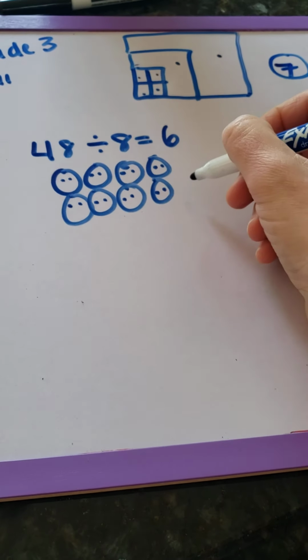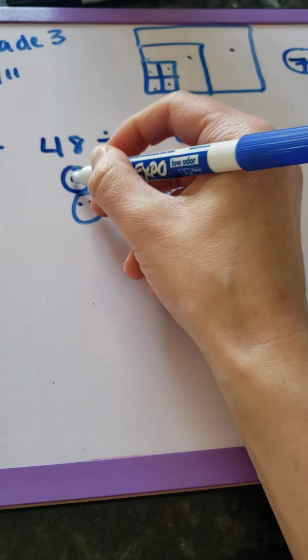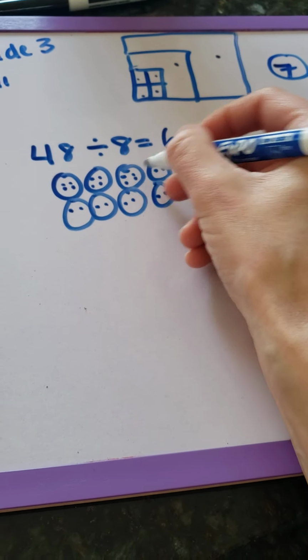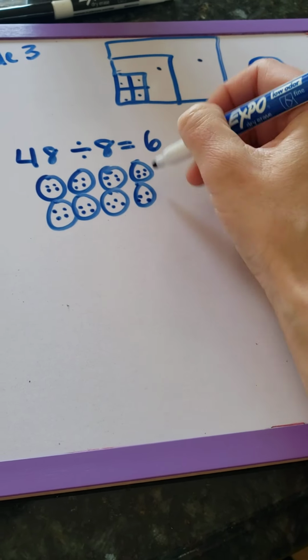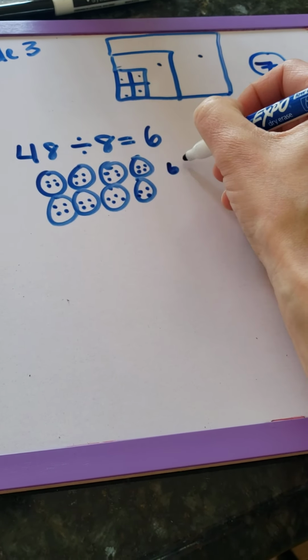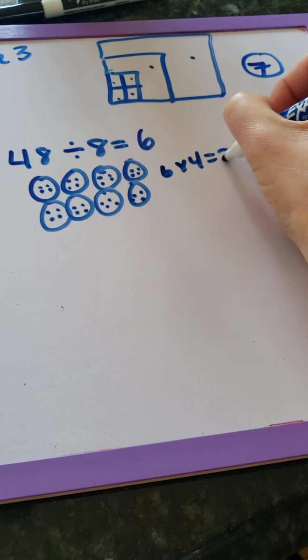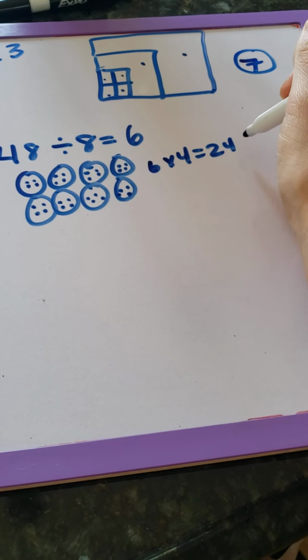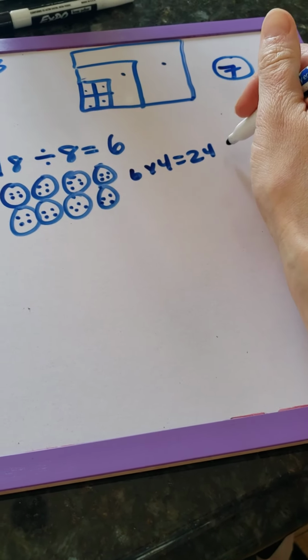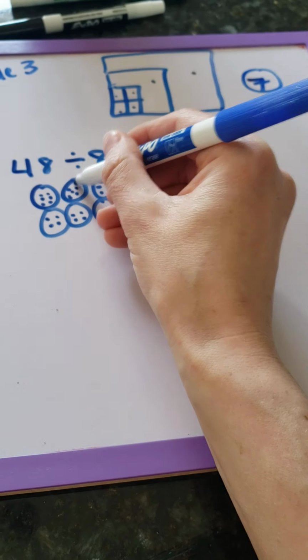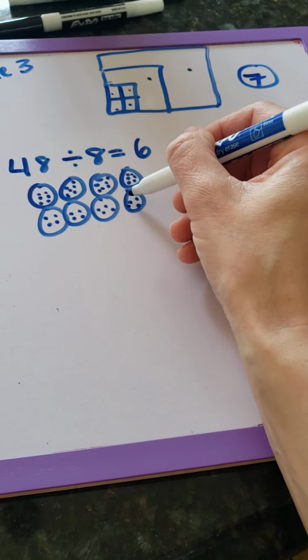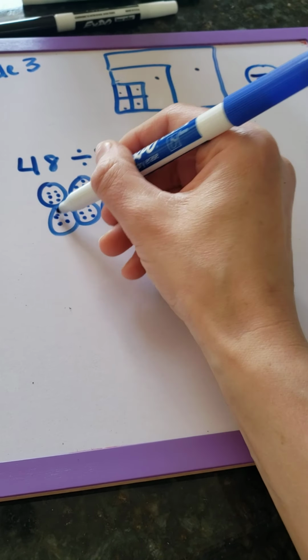Okay, so that's not enough cookies. I'd have to keep going. So now if I have 6 kids and they each have 4 cookies, that would be 24 cookies. So I'd have to give them more cookies among 8 kids, right?